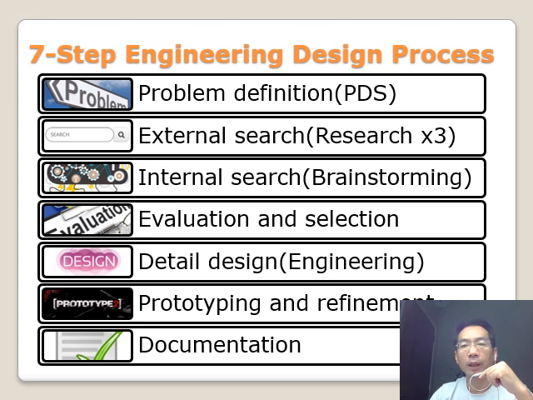Now let's move on with the following points: external search, internal search, evaluation and selection process, detailed design, that will be the engineering design, prototyping refinement, as well as the last one, documentation. Let's continue, taking the rope climber design as the external search explanation.